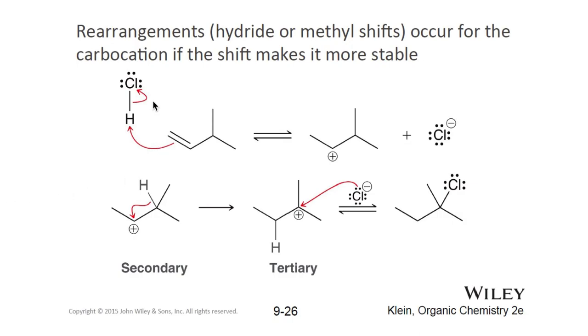You must also remember that because we go through a carbocation, it is possible that we get hydride or methyl shifts. Remember that the carbocations are always going to try to rearrange to give us the most stable intermediate possible. We've seen that for SN1 reactions, we've seen that for elimination, and the same is true for additions now.